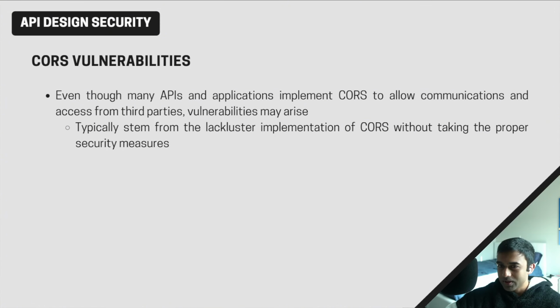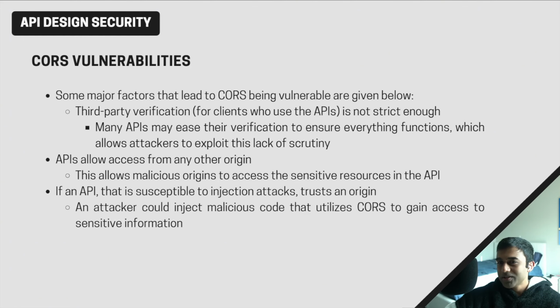So, CORS vulnerabilities. Even though many APIs and applications implement CORS to allow communications and access from third parties, vulnerabilities may arise. They typically stem from the lackluster implementation of CORS without taking the proper security measures. Some major factors that lead to CORS being vulnerable are given below. So, third-party verification for clients who use the APIs is not strict enough. Many APIs may ease their verification to ensure everything functions, which allows attackers to exploit this lack of scrutiny.